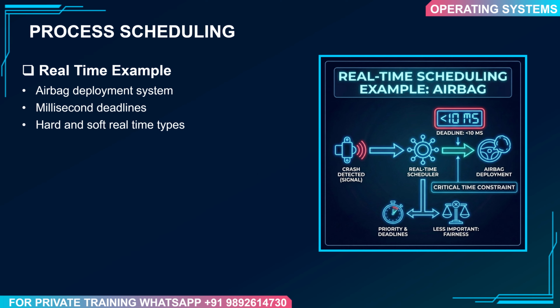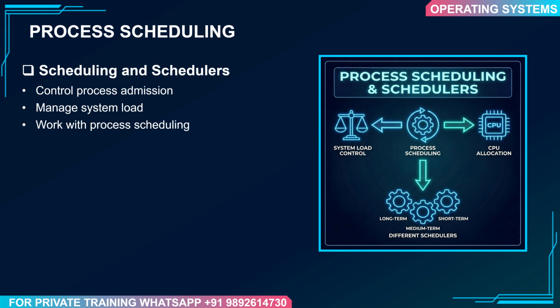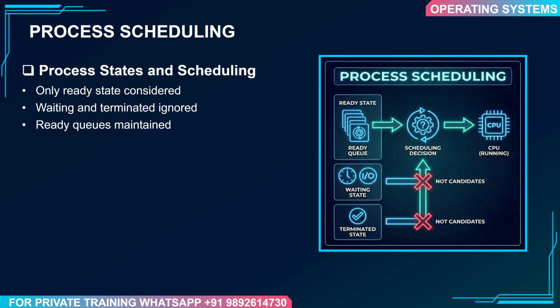Another perspective on process scheduling comes from understanding how many processes are allowed into the system and when. This connects scheduling with the idea of different schedulers, which you will study next. For now, it is enough to understand that process scheduling works closely with these schedulers to control system load and CPU allocation. It is also useful to understand that scheduling decisions are based on the state of processes. Only processes in the ready state are candidates for CPU scheduling. Processes that are waiting for I/O or have terminated are not considered. The operating system maintains ready queues and other data structures to manage this.